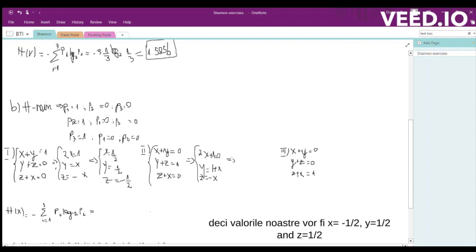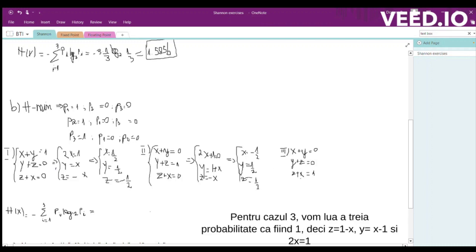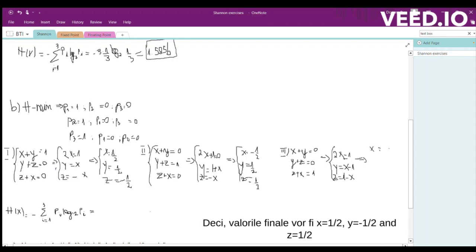So our values are going to be x will equal negative 1 over 2, y will be 1 over 2, and z will be 1 over 2. For our third case, we will take the third probability as being 1. So z will be 1 minus x. That means that y is going to be x minus 1. And if we substitute y in the first equation, we will get 2x equals 1. So our final values are going to be x equals 1 over 2, y is negative 1 over 2, and z will be 1 over 2.